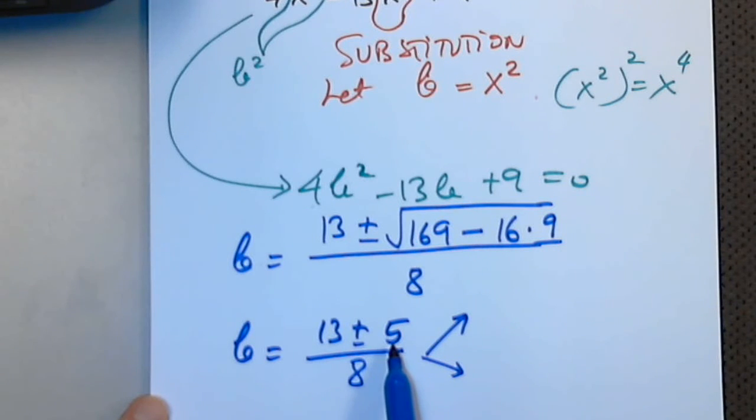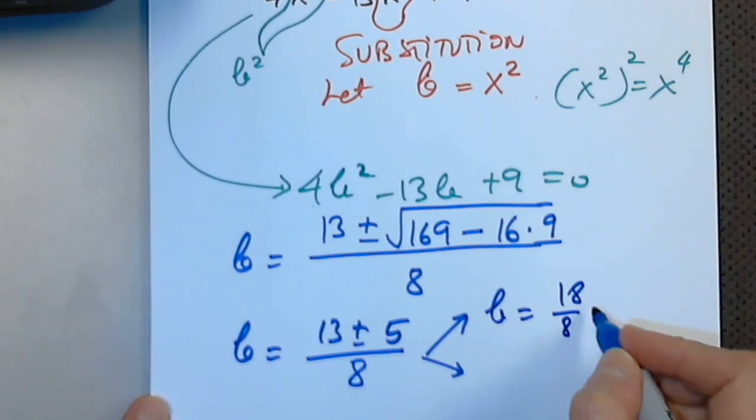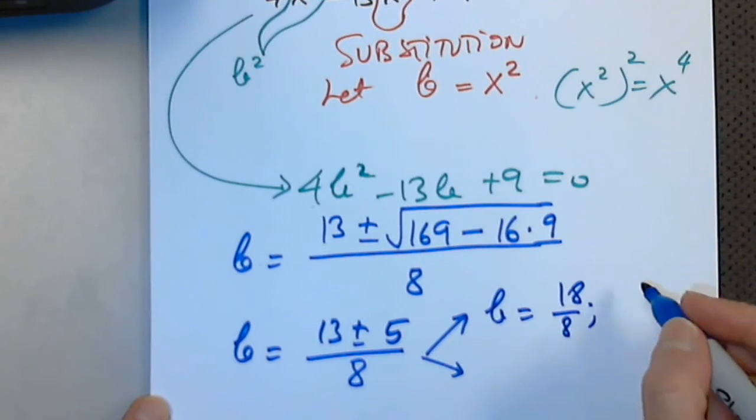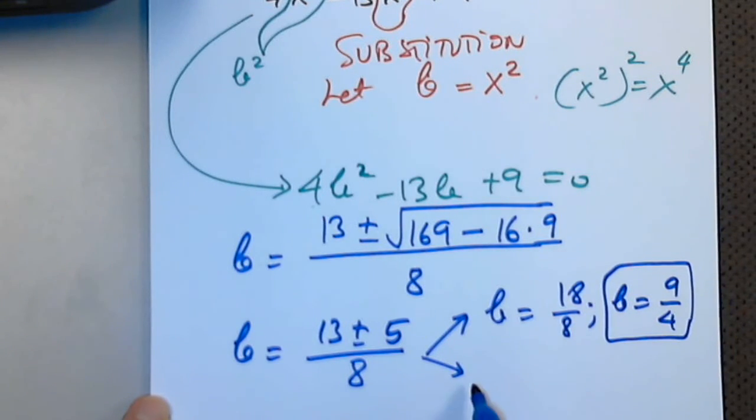So 13 plus 5 is 18. So b will be 18 divided by 8, and I simplify by 2. So b will be then 9 over 4. And the other option for b will be 13 minus 5, which is 8 over 8, which is 1. Awesome. Are we done? No.